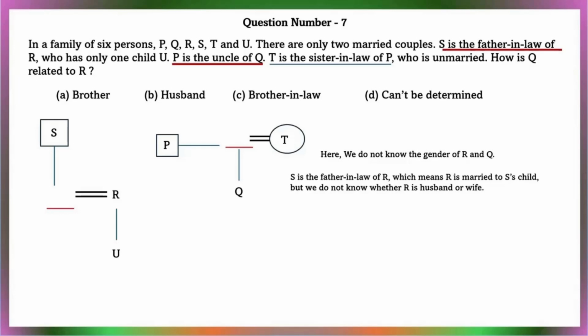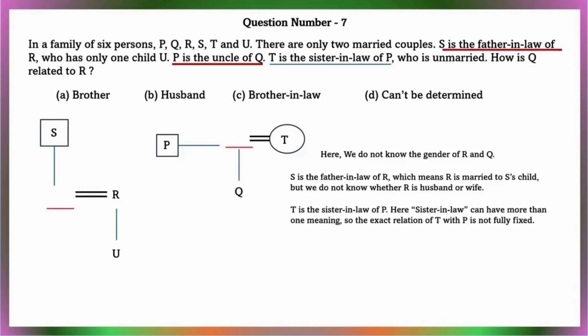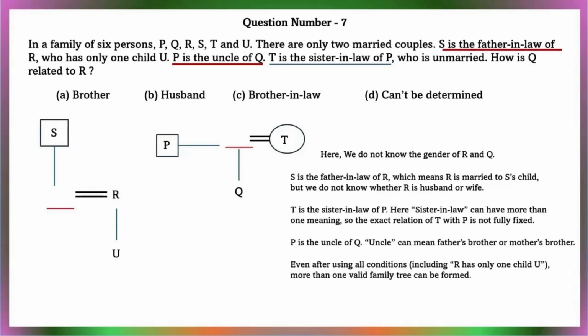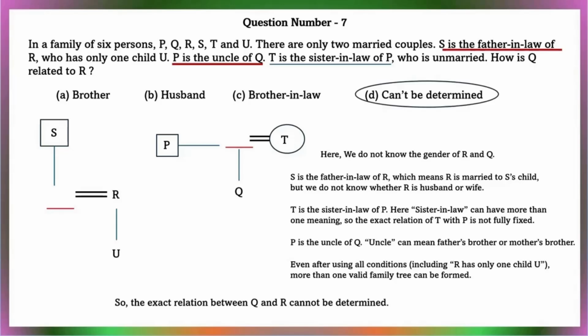S is the father-in-law of R, which means R is married to S's child. But we do not know whether R is a husband or wife. T is the sister-in-law of P. Here, sister-in-law can have more than one meaning. So, the exact relation of T with P is not fully fixed. P is the uncle of Q. Uncle can mean father's brother or mother's brother. Even after using all these conditions, including R has only one child U, more than one valid family tree can be formed. So the exact relation between Q and R cannot be determined.